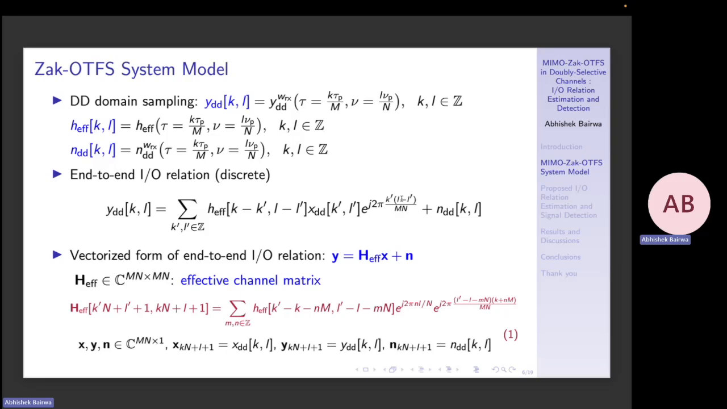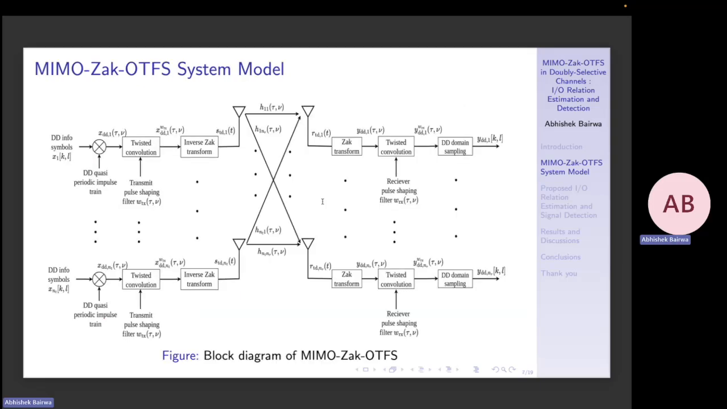The end-to-end IO relation in discrete domain can then be obtained as follows, which relates Y_DD[k, l] and X_DD[k, l]. This relation can be vectorized, and we can obtain y is equal to H effective x plus n, where H effective is the MN cross MN effective channel matrix. This effective channel matrix can be obtained from H effective[k, l] using equation 1. So we obtain the y is equal to H effective x plus n relation for SISO Zak-OTFS.